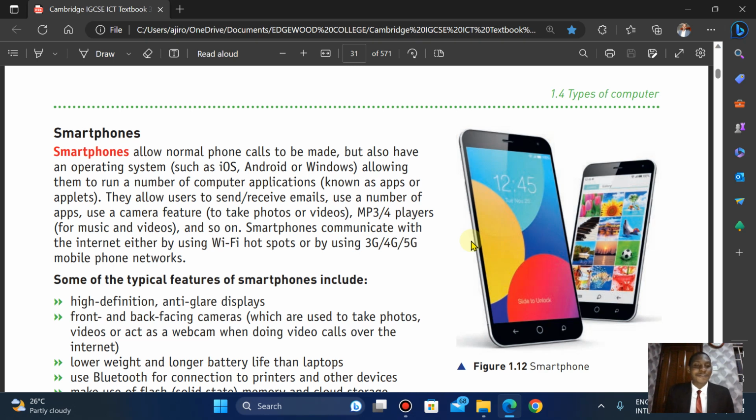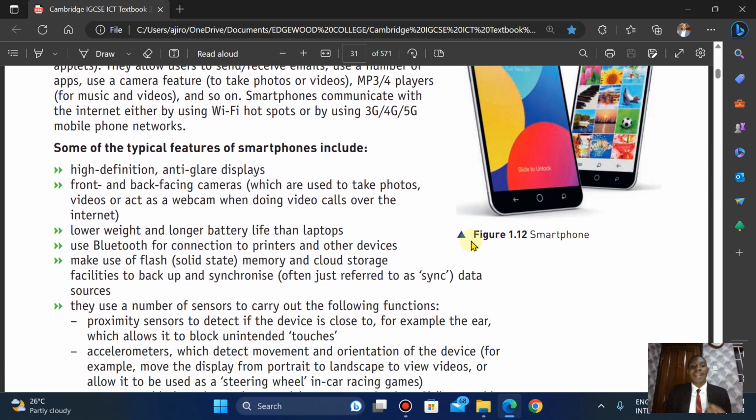Some of the physical features of smartphones include high definition, anti-glare display, and front and back-facing cameras. I don't need to talk more on this; as I'm talking about them, you can picture them because you have a smartphone right there with you. It can also act as a webcam during video calls over the internet. It has lower weight and longer battery life than the laptop, and it uses Bluetooth for connections to printers and other devices. And this is literally true.